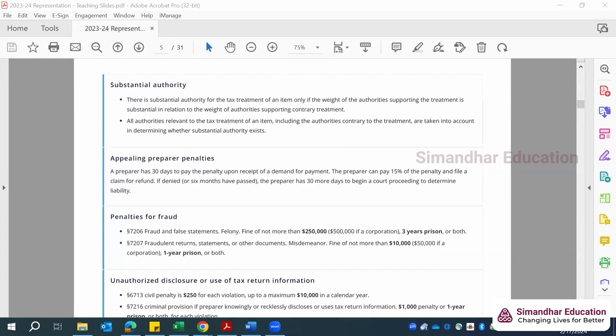Yes, everyone who is involved in the preparation of the tax return should have a PTIN. That's a mandate.